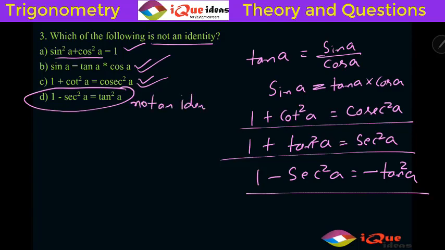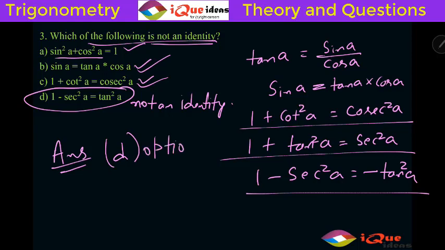So what is the question saying? Which of the following is not an identity? So the answer is option D, right? Be careful. What is the question asking? Which of the following is not an identity? So the answer is option D. All right. Now the next one.